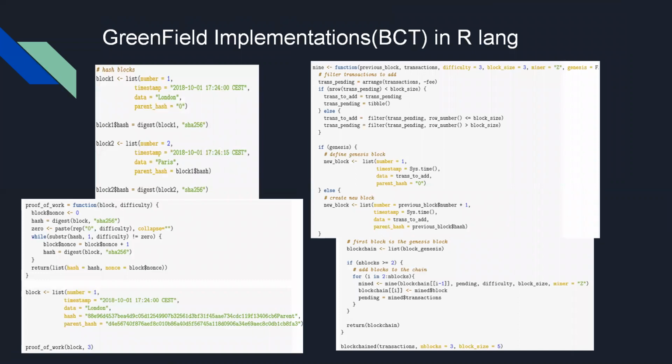In addition to the Python implementation, we also implemented a greenfield blockchain network in our language. We created a blockchain with proof of work module and mining module in K language. This is purely a greenfield implementation, and our goal is to build a blockchain network for our applications.